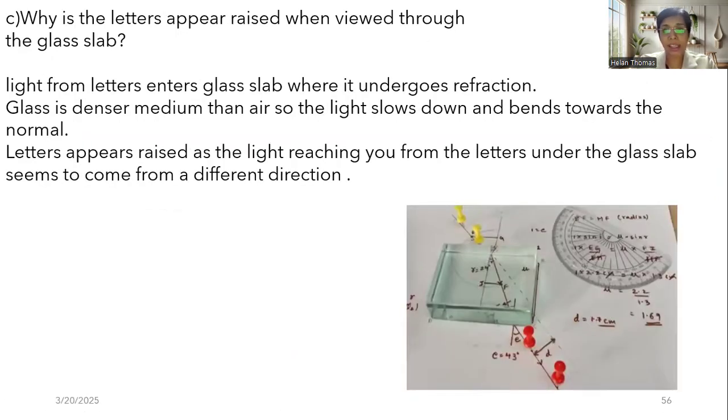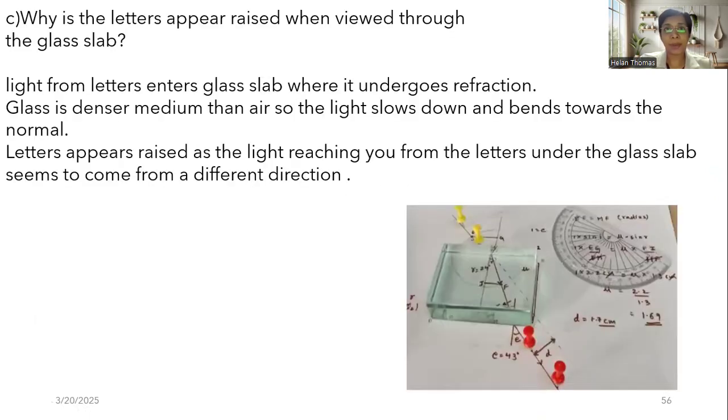And again, refraction is the reason why you see raised letters under the glass slab. When the light rays that are reaching your eyes through the glass slab bend towards the normal, you will get an embossed or enlarged picture of those letters. That is, the letters appear raised as the light reaching you from the letters under the glass slab seems to come from a different direction.